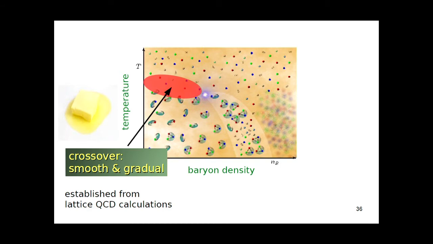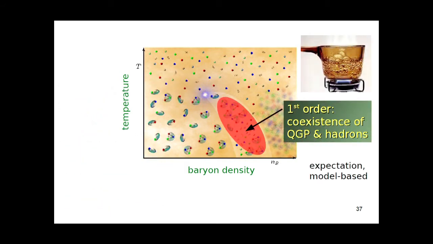For small values of baryon density, as we have seen, this is a smooth and gradual crossover from the hadronic world to the quark-gluon plasma soup, just like the melting of butter. This we know, and it has been established from lattice QCD calculations. For large baryon density, we don't know yet, but from various model-based studies we expect that there could be a region where the quark-gluon soup and the hadrons can coexist together, just like if you boil water, the water vapor and the liquid water can coexist with each other. This is known as the first order transition, where the coexistence of two phases is possible.